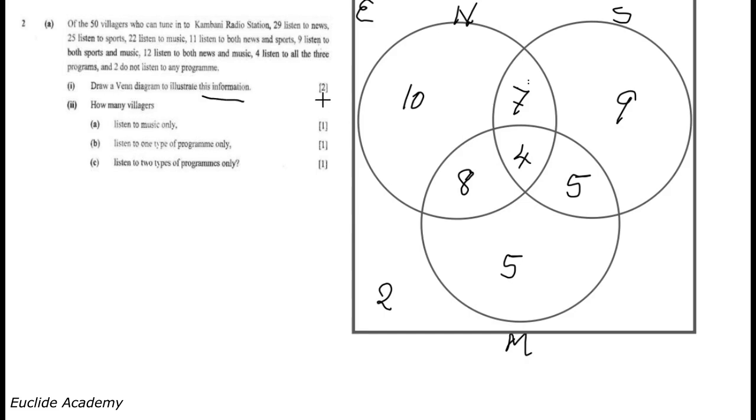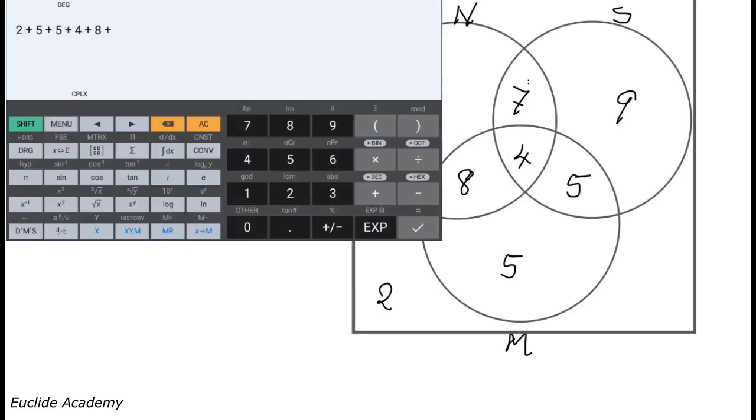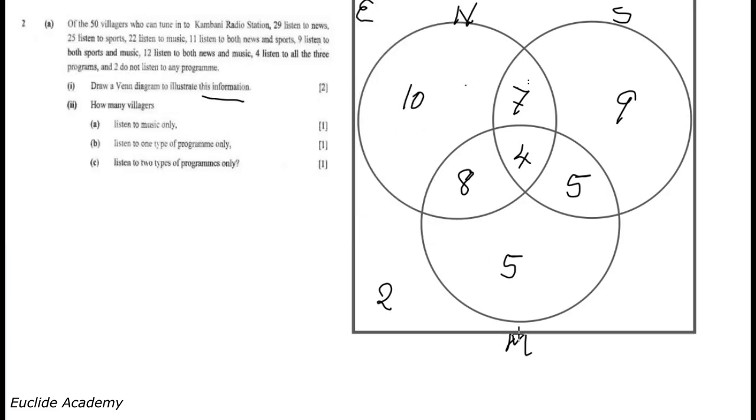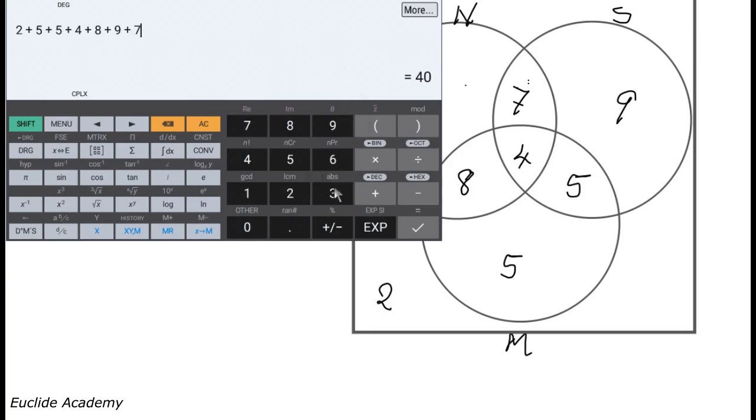So this is a complete Venn diagram to illustrate this information, 2 marks. If you want to prove that you did the right thing, you can just add everything here, and if you get 50, that means you did the right thing. Right here I have the values in the calculator again. Just to see if we did the right thing: 2 plus 5, plus 4, plus 8, plus 9, plus 7, and we have 40, and then here we have got 10.